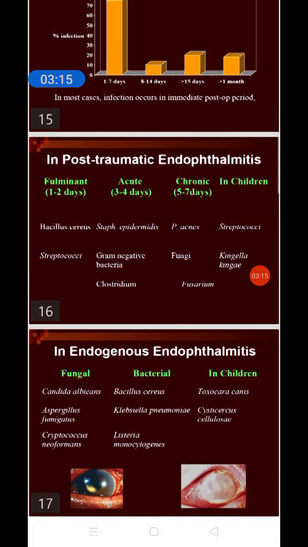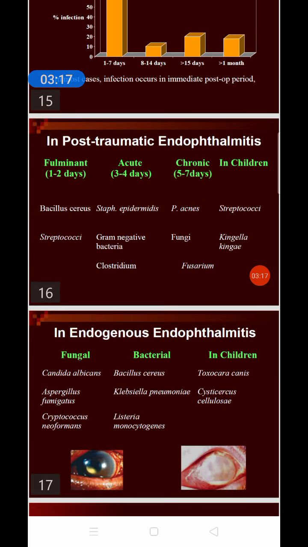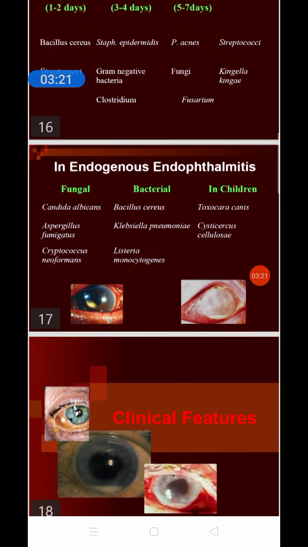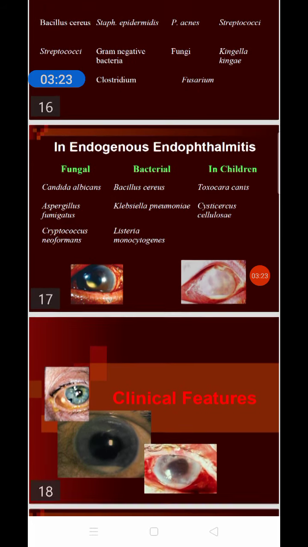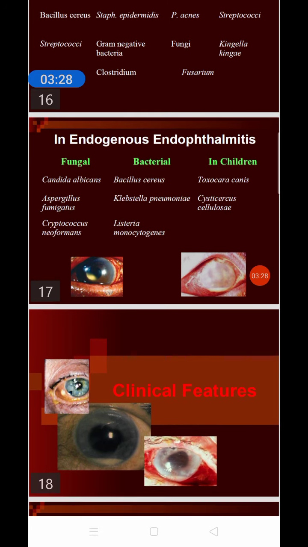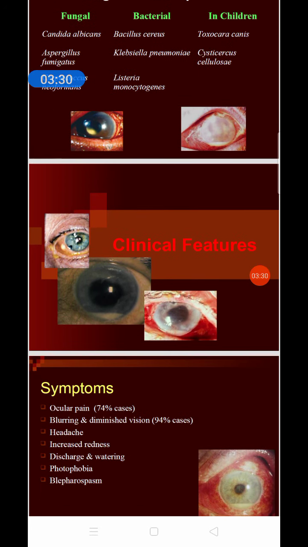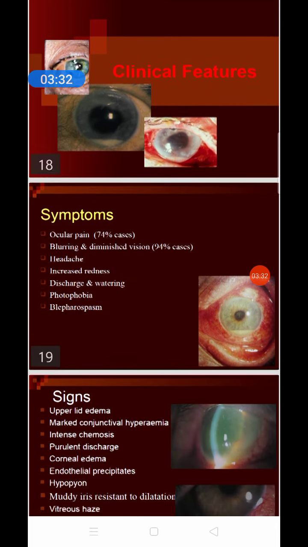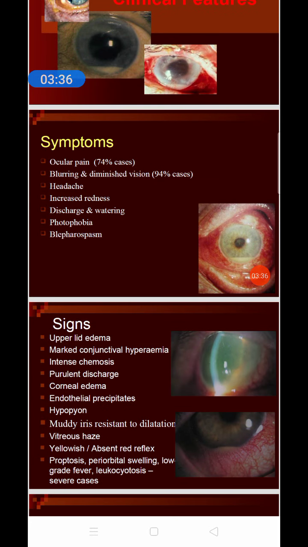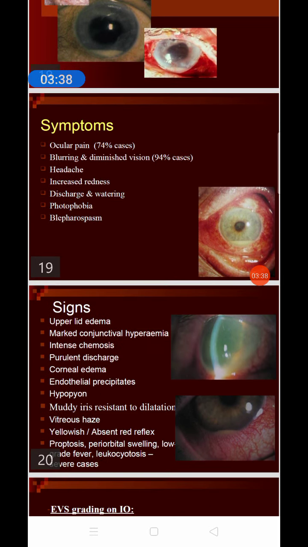In post-traumatic endophthalmitis, it could be fulminant, acute, or chronic, depending upon the duration. In endogenous endophthalmitis, it could be fungal or bacterial, most commonly Candida albicans, and among bacteria, Bacillus cereus usually you come across. So the first and foremost thing is to suspect endophthalmitis. Symptoms and signs are very important for diagnosis.